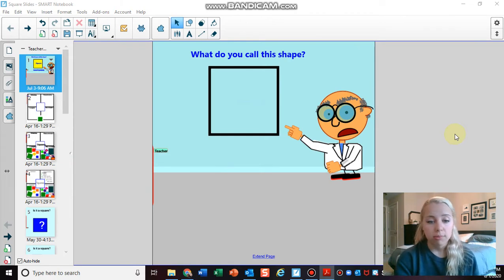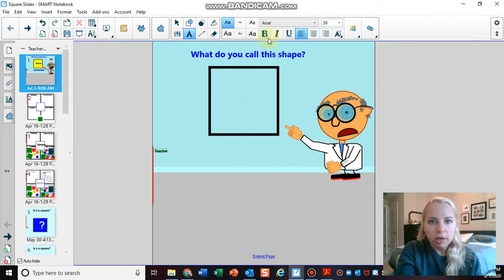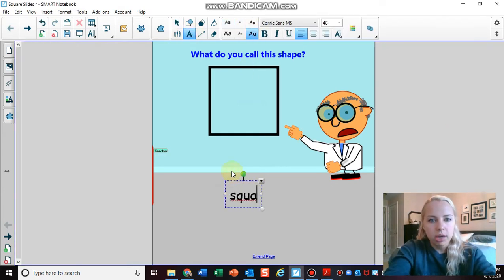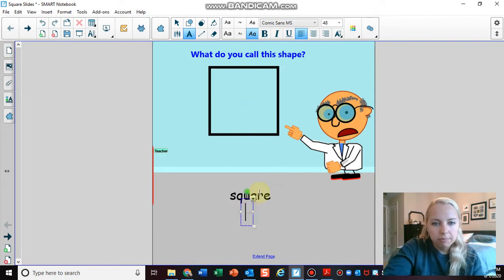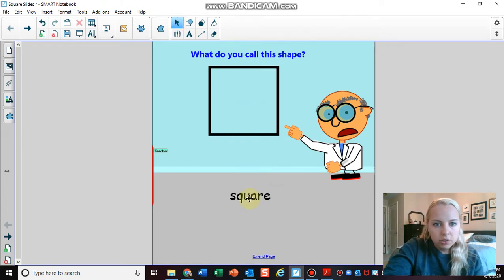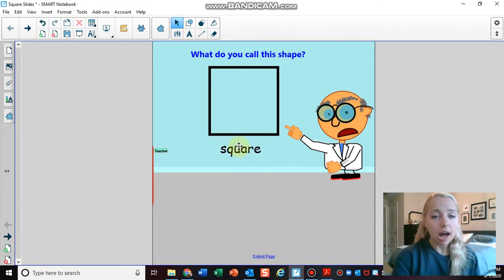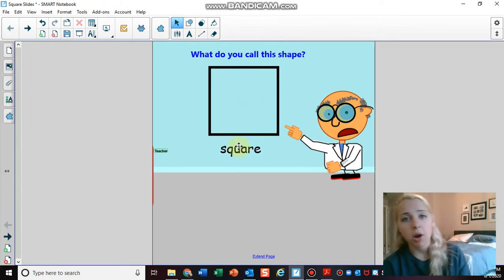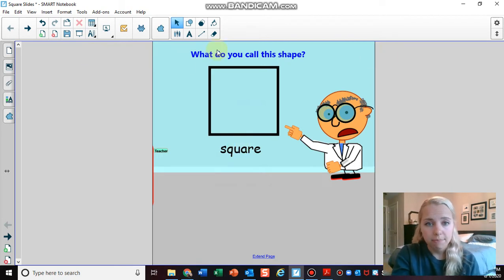Okay, so we're going to be talking about the attributes today of a square and what makes a square a square. So what do you call this shape? Okay, we know that we call this shape a square. S-Q-U-A-R-E. So this is a square. Now there are a couple of things that make a square, and that's what we're going to find out today.